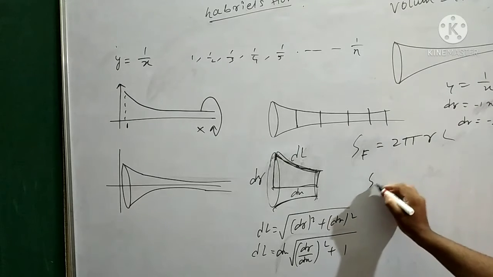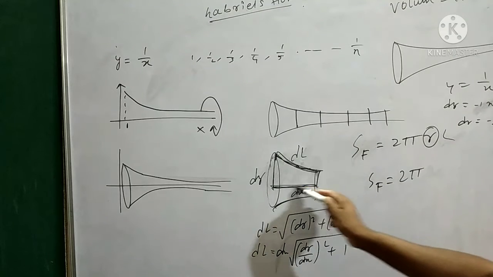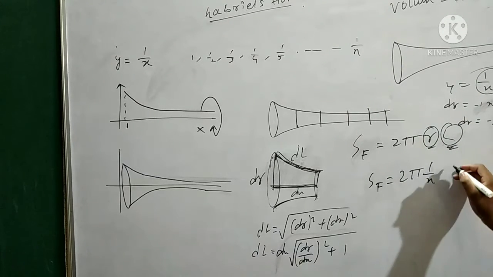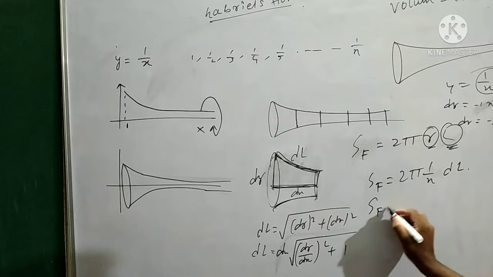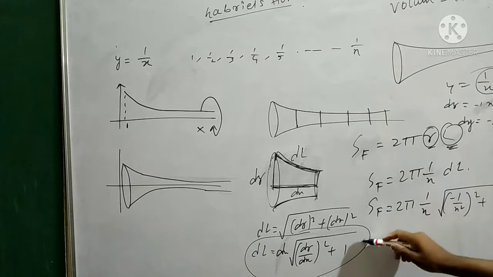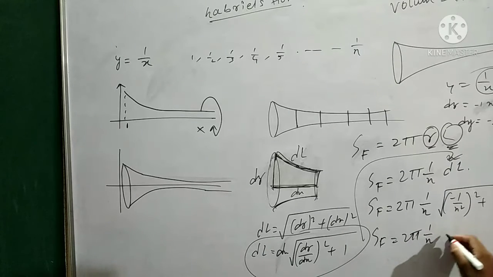So the first term will be 2 pi r, where r is 1 upon x, and l will become dl. So S will be equal to 2 pi times 1 upon x times root under dy upon dx whole square plus 1, where dy upon dx is minus 1 upon x square, so 1 upon x square whole square plus 1. I am just putting this term here, nothing else. Very easy to calculate: 2 pi integral of 1 upon x times root of 1 upon x to the power 4 plus 1 dx.